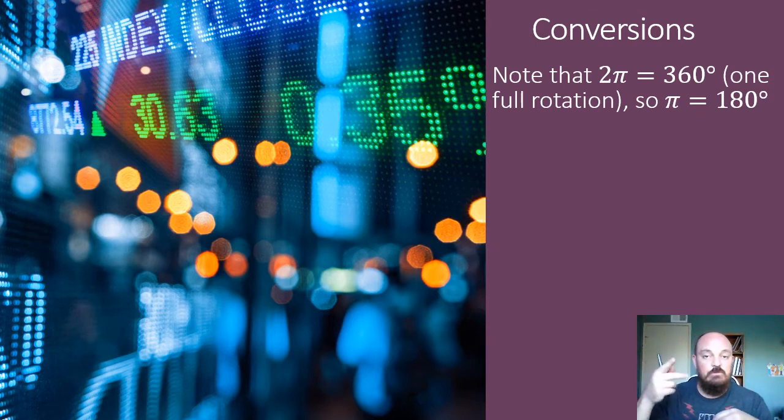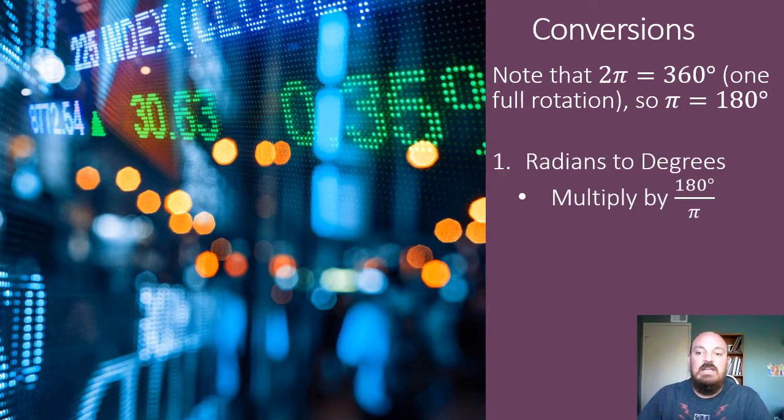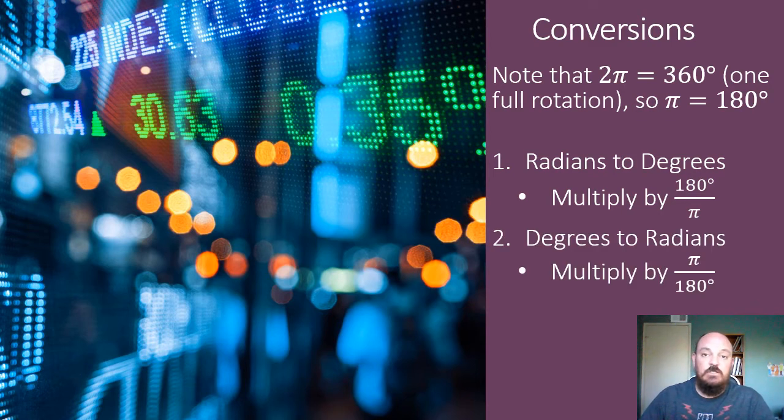And if you turn that into a fraction, either pi over 180 or 180 over pi, that's how you can convert. So if I want to convert radians into degrees, I multiply by 180 over pi. And if I want to convert degrees into radians, I multiply by pi over 180. Now, if you're trying to remember which one to do, you can use what's called unit analysis.